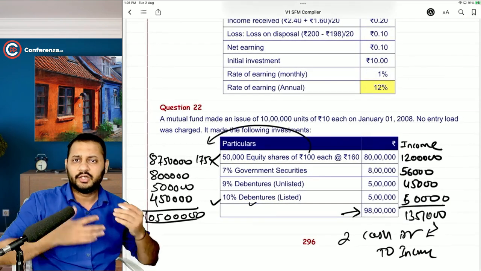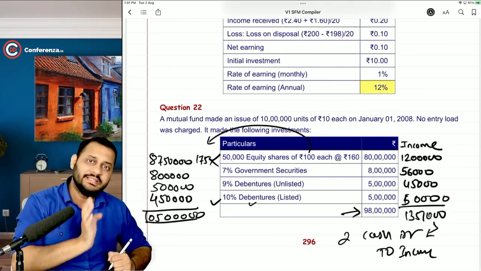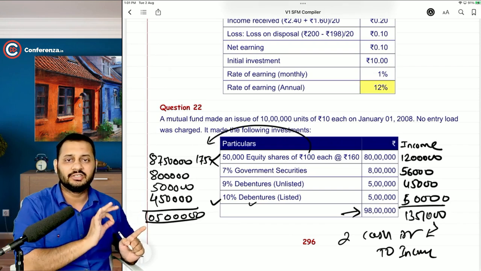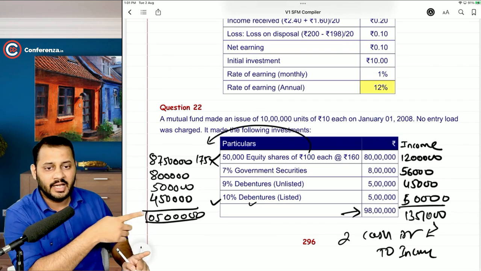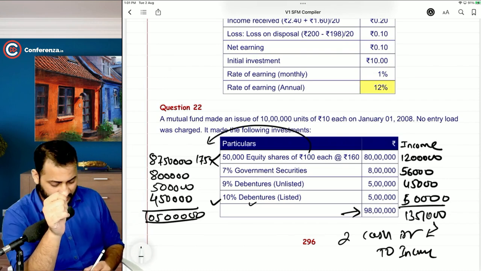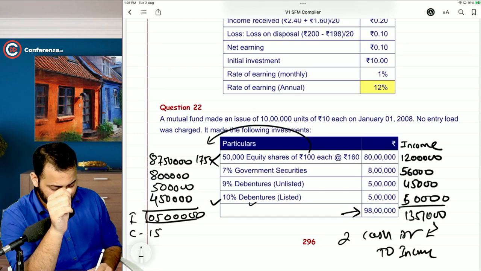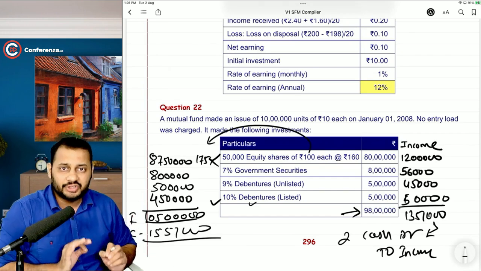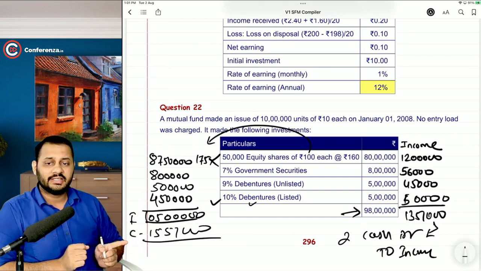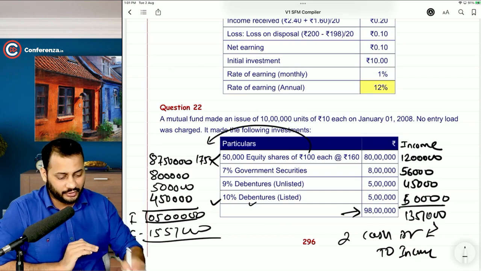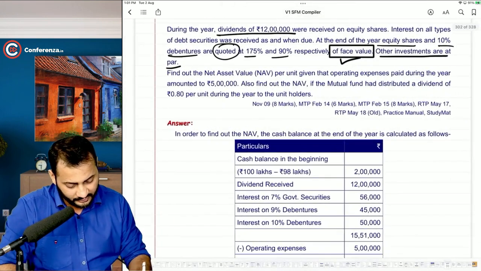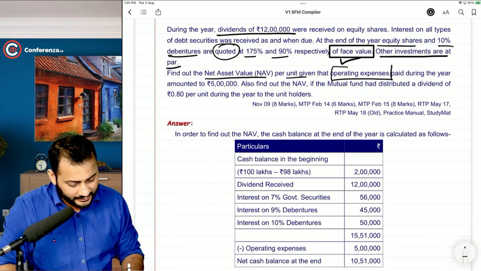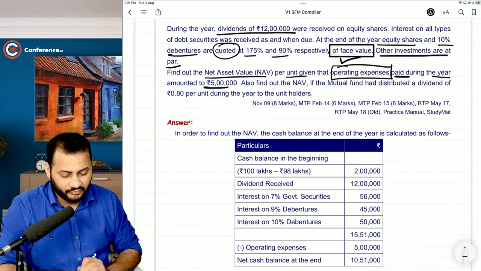right? So if you look in the balance sheet of the mutual fund on the asset side, just imagine investments will be showed at 105 if we talk about the market value, and the cash balance will be 15 lakh 51,000. So this is investment and this is the cash balance, 15 lakh 51,000. And now if there is any type of outstanding expenses, or if there is any expense which is reducing the cash, we are going to give that treatment. Let's read further. Find out the net asset value per unit given that the operating expenses paid during the year amounted to 5 lakh rupees.